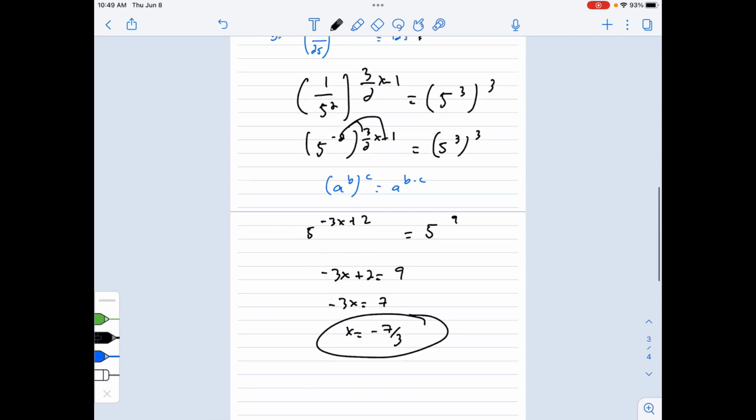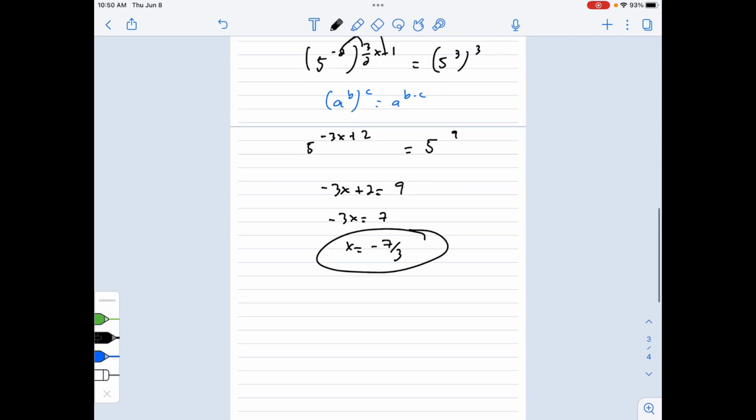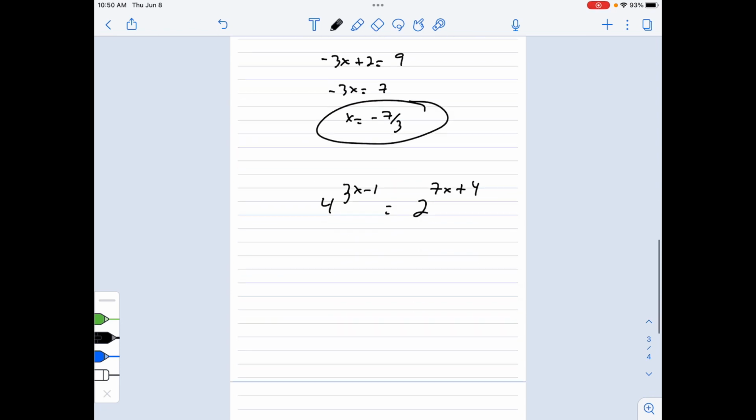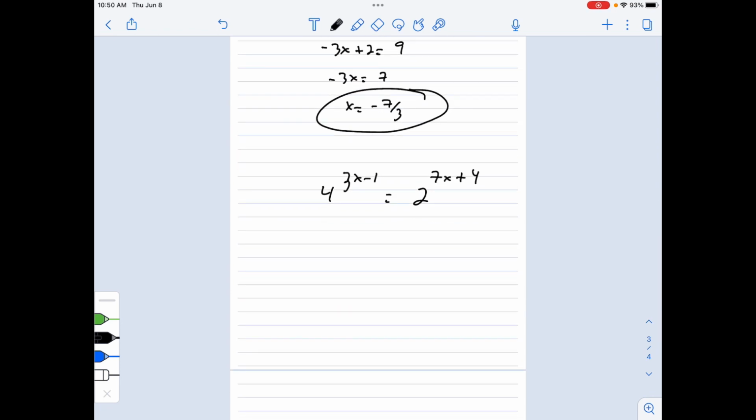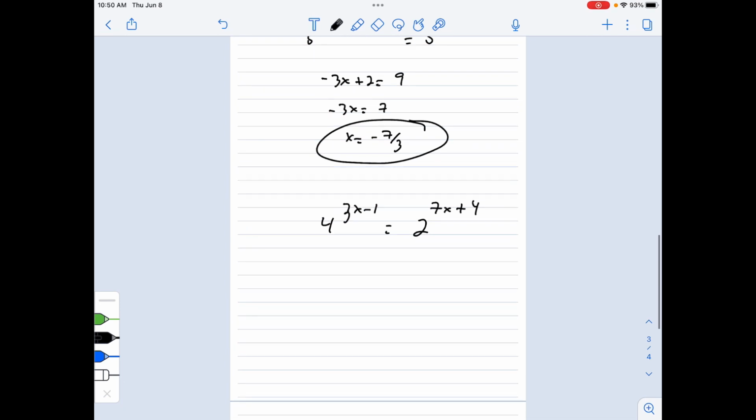It is possible that you can have exponential equations where you have x's on both sides. So 4 to the 3x minus 1 equals, let's say, 2 to the 7x plus 4, something like that. That's perfectly legit. The same steps would hold: writing these in the same base and then setting the powers equal to each other. I just wanted to let you know that can occur.